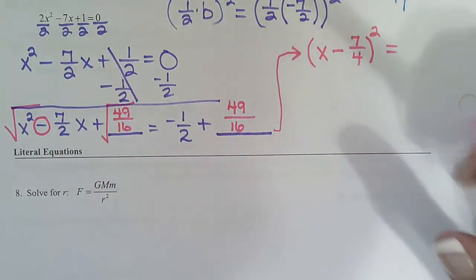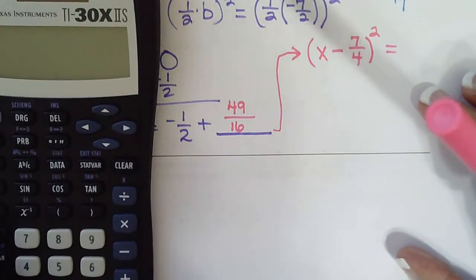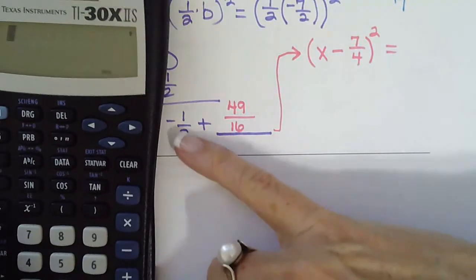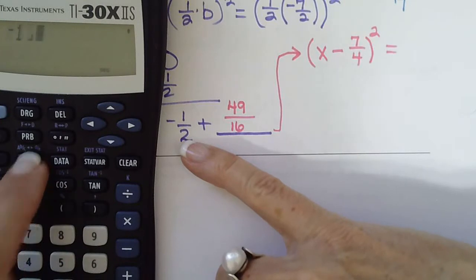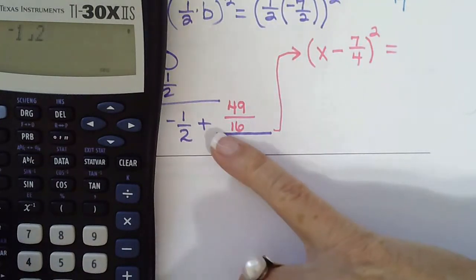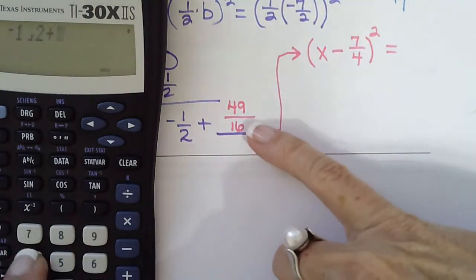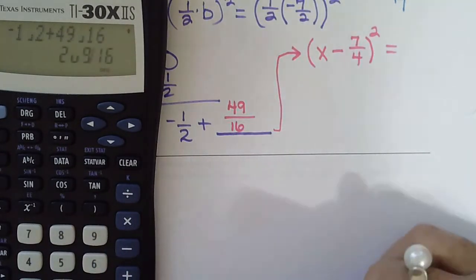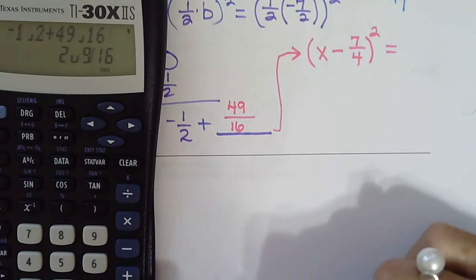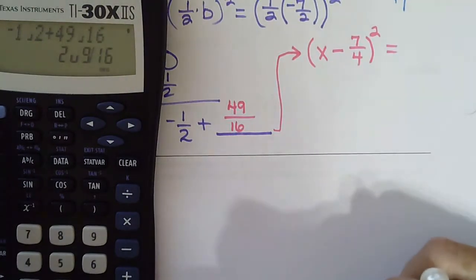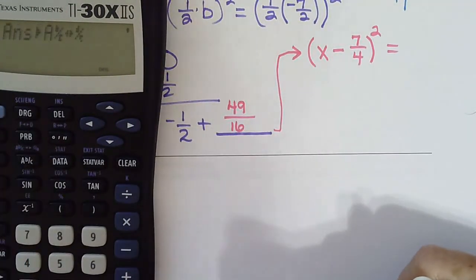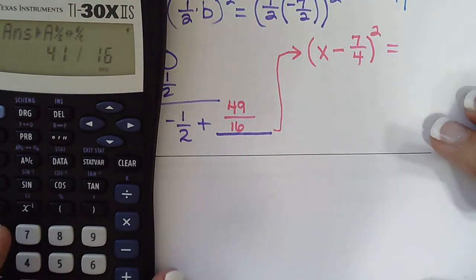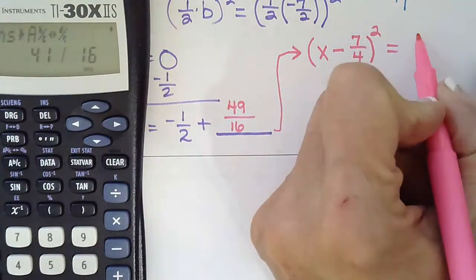Now we need the calculator, or we don't need it. We could do it without, but we like to use the calculator. So this is -1 fraction bar 2 plus 49 fraction bar 16. And that leaves us with 2 9/16, which we don't want, remember. So we do second fraction because we need an improper fraction so we can take the square root of it, 41/16. So that will go right here.